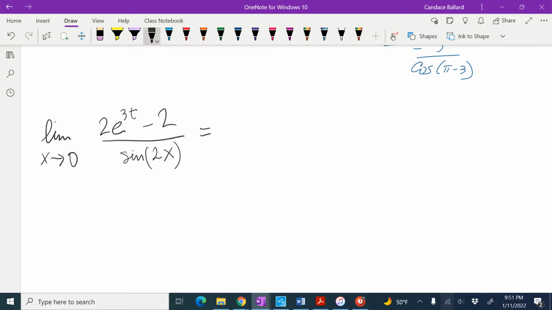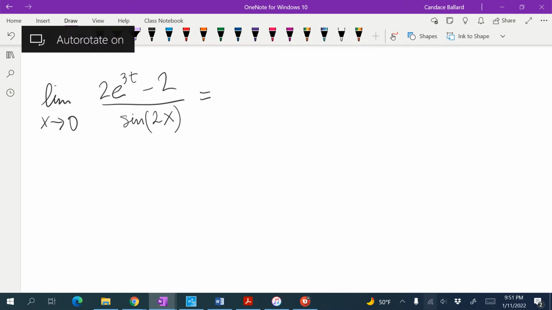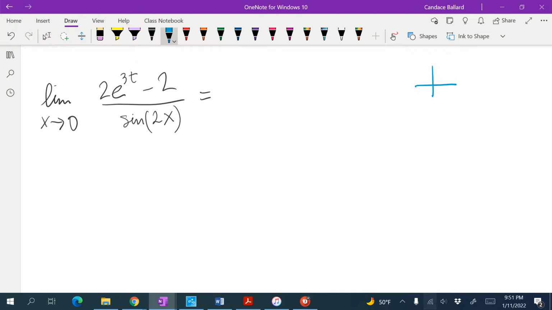In this video, we're going to evaluate the limit as x approaches 0 of 2e to the 3t minus 2 over sine of 2x. I am noticing that if I just eyeball my denominator right now, it comes out to be the sine of 0, and I know the sine of 0 is 0. So I'm wondering if maybe this is a L'Hopital problem.